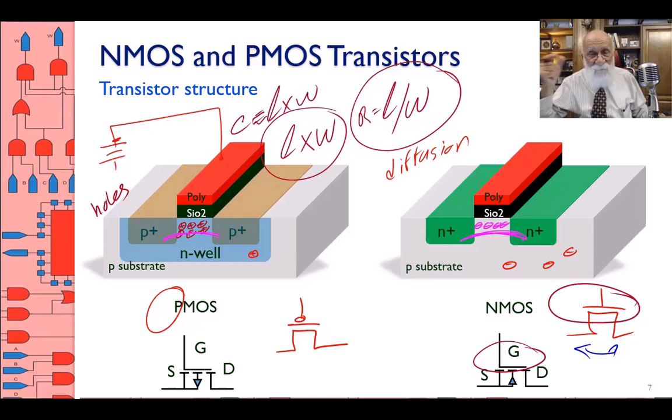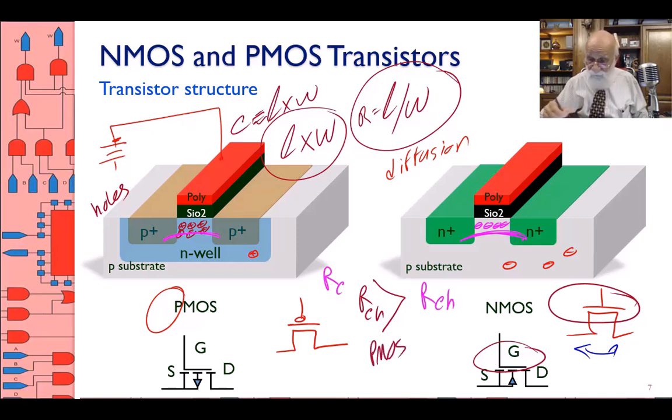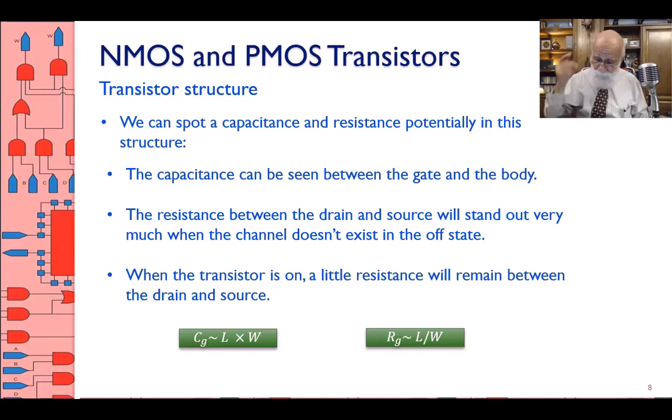And since mobility of holes is smaller than mobility of electrons, for the same size transistor, a p-type transistor has a larger channel resistance, R channel, for the PMOS than the channel resistance of the NMOS. And that's what we are saying here.